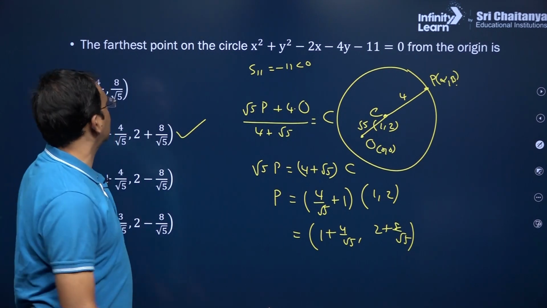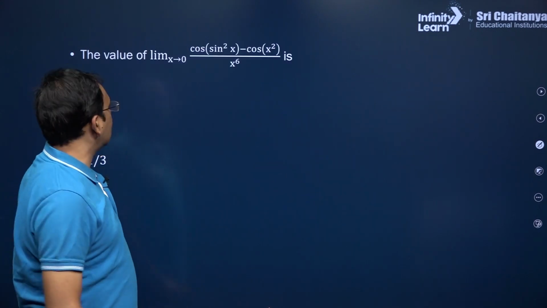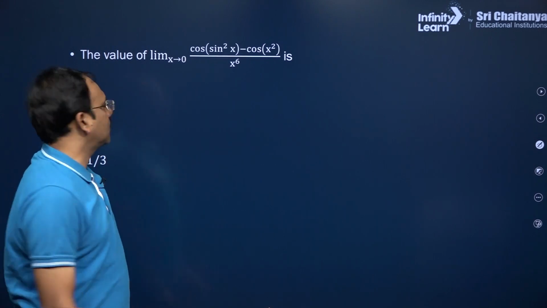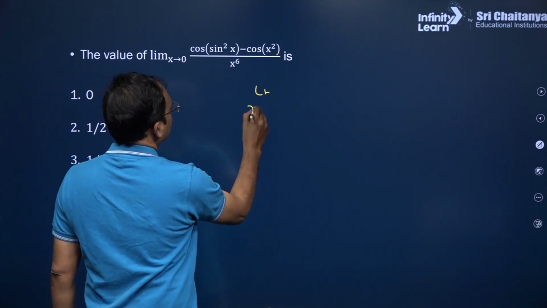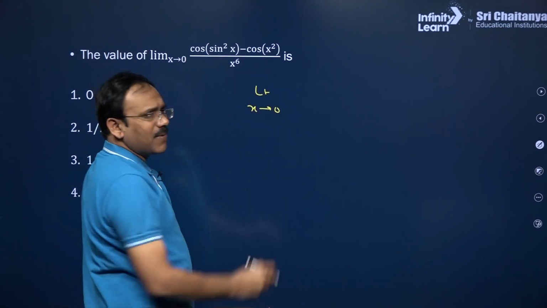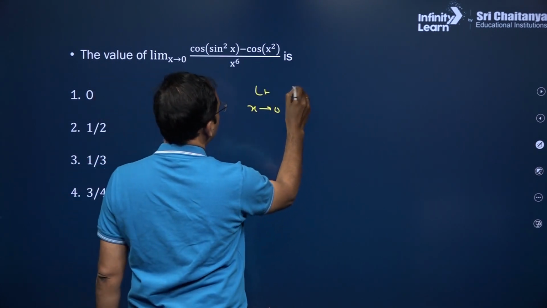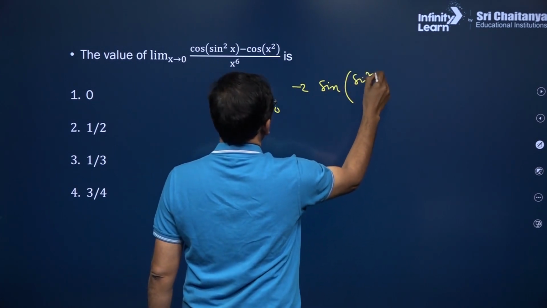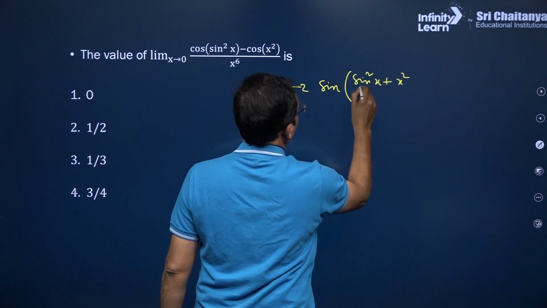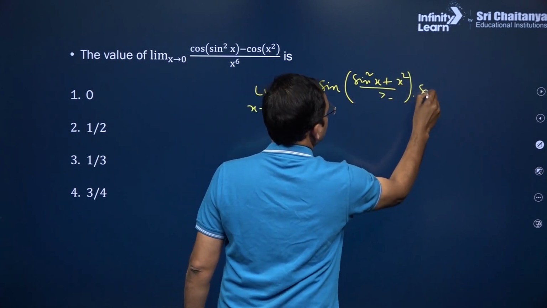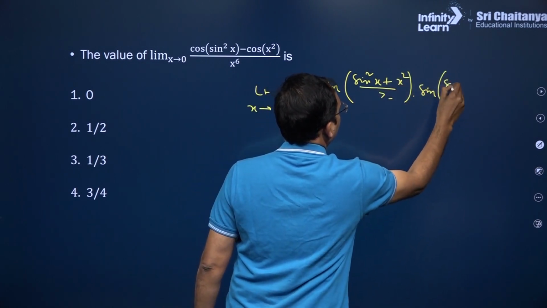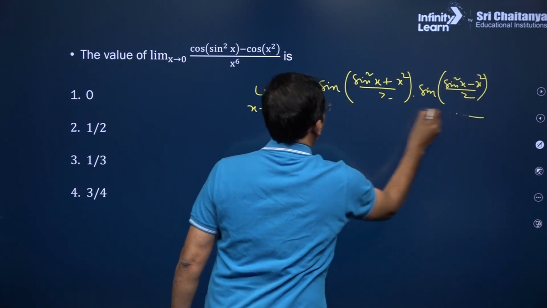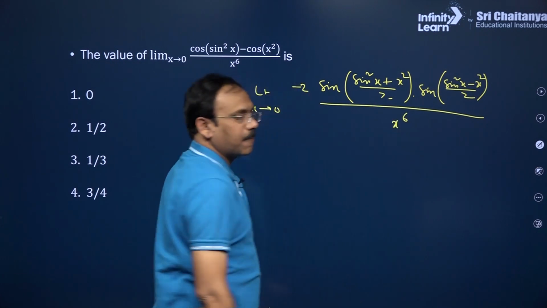Simple. Next. See, the value of this limit as x tends to 0, cos of sin square x minus cos of x square by x power 6. You see, my dear friend, this is limit as x tends to 0, cos C minus cos D. Why don't you write minus 2 sin (C plus D) by 2, sin (square x plus x square) by 2 into sin (C minus D) by 2, that is sin (square x minus x square) by 2, by x power 6, my dear friends.